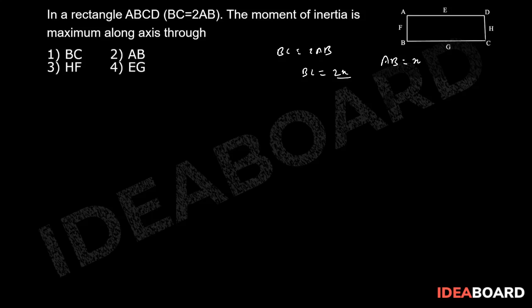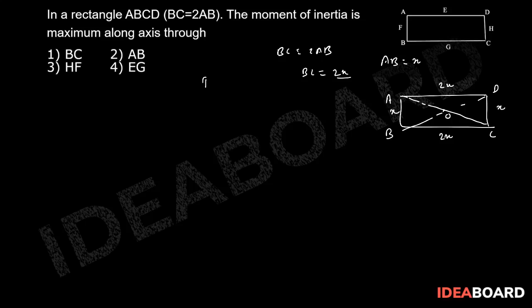Clear? Now we have a situation like this. This is our ABCD. BC is 2x, so this side is 2x, and this will be x. Now we need the moment of inertia, maximum along which axis. So we know the moment of inertia perpendicular to the sheet passing through the center of mass O. So this I0 is perpendicular to the axis passing through O.